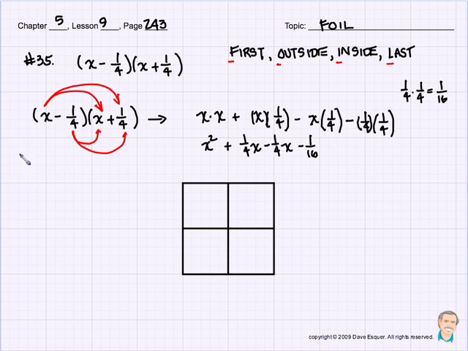So we can combine like terms. We notice the terms in the middle will cancel out. So we end up with x squared minus 1/16. So that's our answer using the FOIL method.